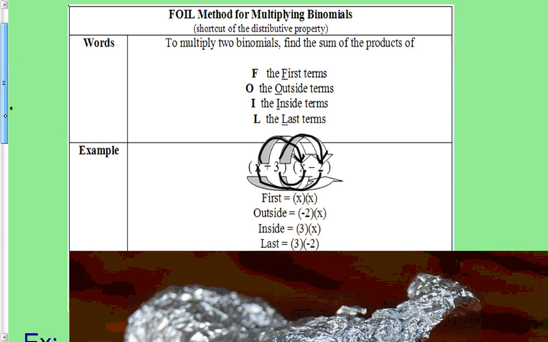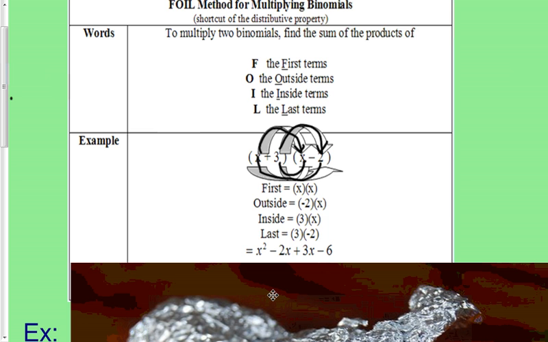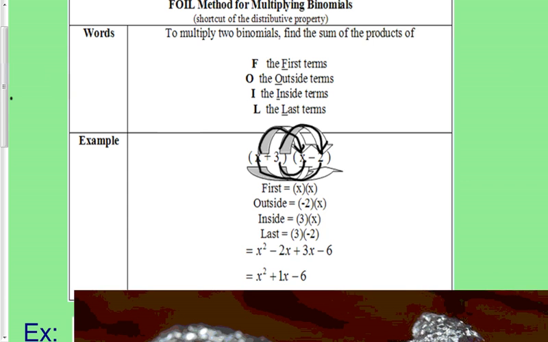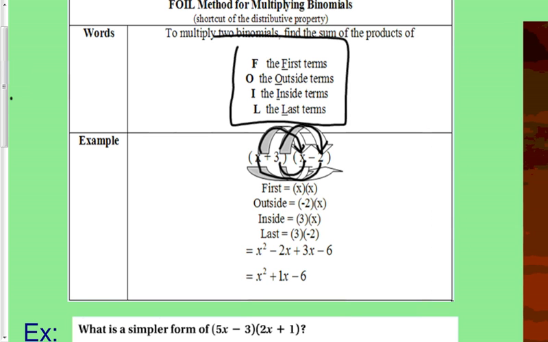And then we add them all up. We'd have x squared minus 2x plus 3x minus 6. You can combine the minus 2x and the plus 3x and get 1x. So x squared plus 1x minus 6. The FOIL method. Learn the FOIL method. It'll come in handy. So we're going to do an example of that together now, and then I'm going to let you do one or two on your own.